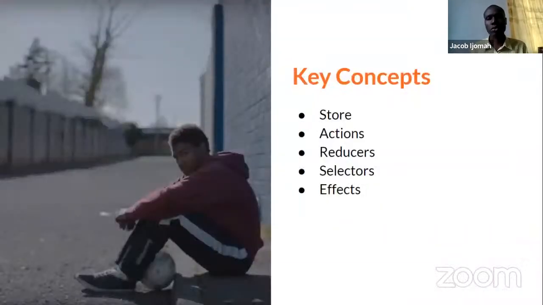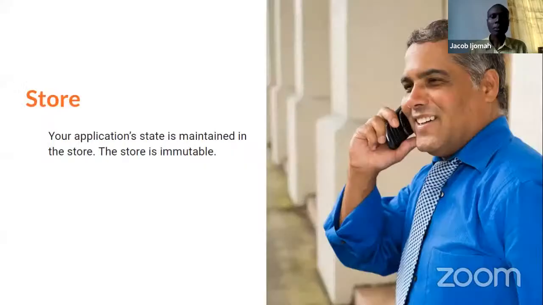Number one, there must be a store. Of course, there must be a store, a repository, a warehouse where those data have to be stored and fetched from, and there are actions, reducers, selectors, and effects. These are the key concepts that are essential when you want to manage state in an application. Number one, the store. Your application state is maintained, of course, in the store, in the repository, and it's immutable.